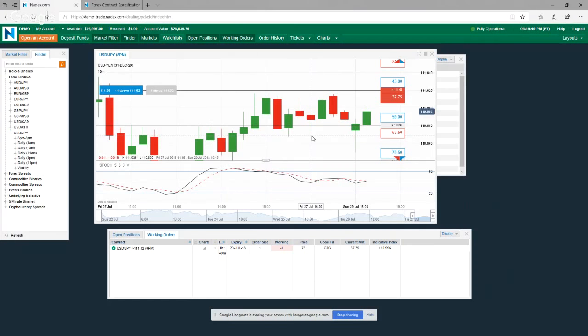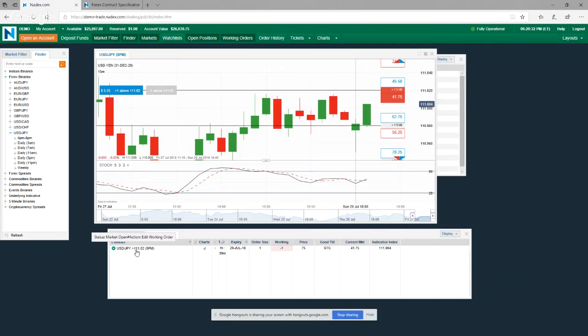Now, you also have the option of allowing the binary to expire. In this case, the expiration is at 8 p.m. And this is where the indicative really comes into play. You can see down here under the indicative index that right now the current price is 111.002. It just went to 4. You have that third digit. That third digit makes a difference with the binary.